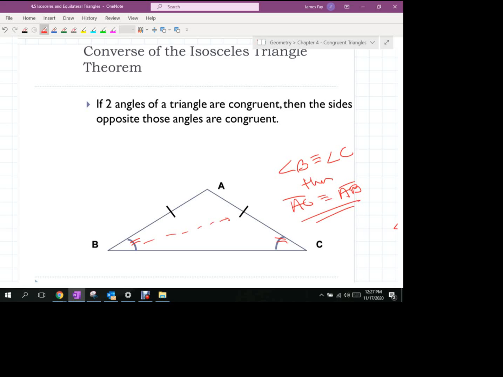Some textbooks, I don't care, guys, whether you'll have to do it on some drop-down windows in Math Excel, but I don't care as we go through our discussions if you can remember which one's the converse and which one's the actual theorem. What I want you to understand is that if you have base angles congruent, then the sides opposite are congruent. Okay, if you have sides congruent, then the angles opposite are congruent.